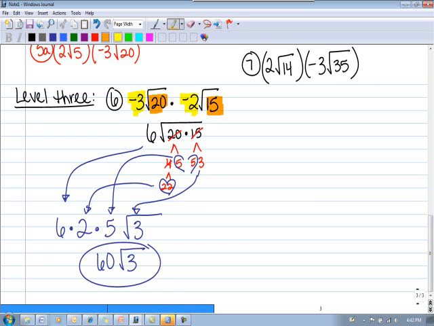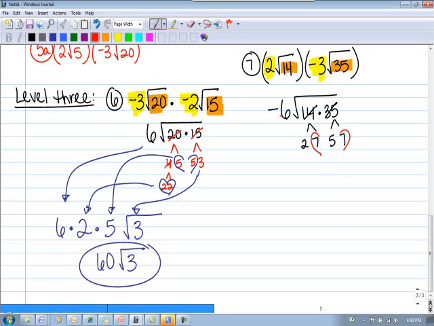Again, same thing with the other ones. Multiply the numbers outside. So 2 times negative 3 is negative 6. Multiply those numbers inside. And 14 times 35. Too big for me to try and multiply in my head, so I'm just going to go ahead and write 14 times 35 underneath the radical and break them each down separately. 14 breaks into 2 and 7. 35 breaks into 5 and 7. And now all my numbers are prime, and I'm noticing I have a pair of 7s.